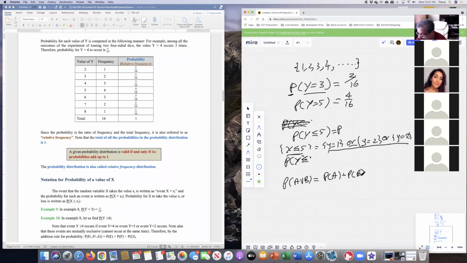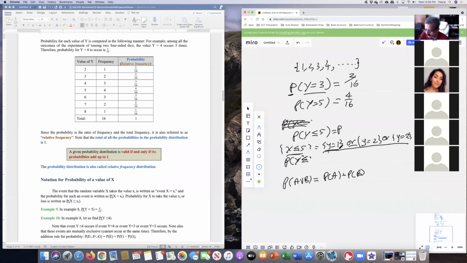Remember, the probability of A union B is the probability of A plus the probability of B plus the probability of C, D, whatever, minus the intersection of all of them. But there is no intersection in this case. Is there a common element that will give you y equal to 1, 2, and y equal to 3? No, y can be either 2 or 3, right? There is no element in the sample space that will give you 2 and 3. So there is no intersection.